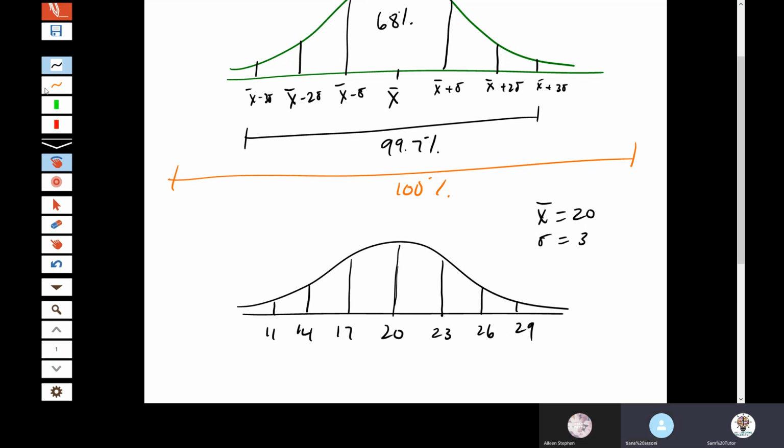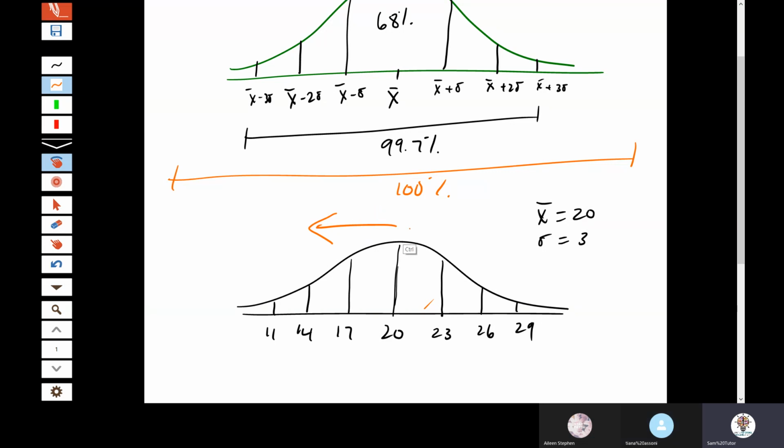Any questions there? If I asked you how many people got between 17 and 23, what percentage is that? 68%. If I asked you how many students got between 17 and 20? 34%. Awesome. If I asked you how many students got less than 20? Well, that would just be 50%, because that's right in the middle.